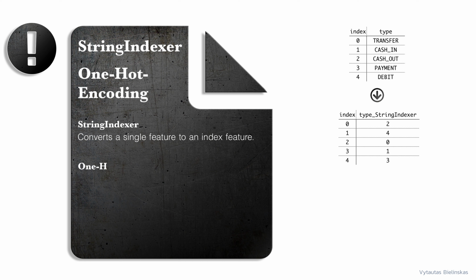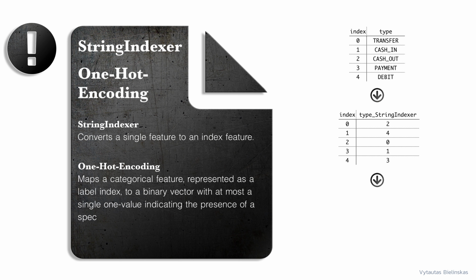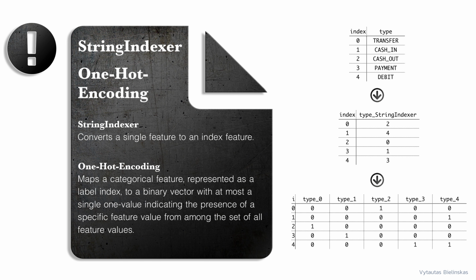Then we can apply one-hot encoding. This mechanism maps a categorical feature represented as a label index, as we see on the right, to a binary vector. So here each value of the categorical feature has its own column, which represents the binary value 0 or 1, showing the exact value a specific record has. This is what you can see in the bottom data frame here.